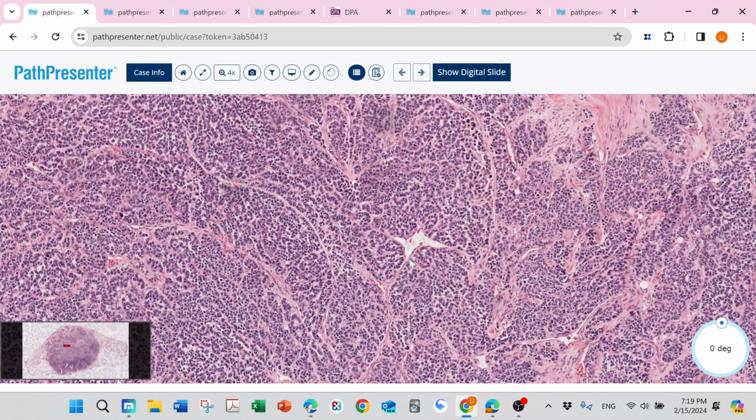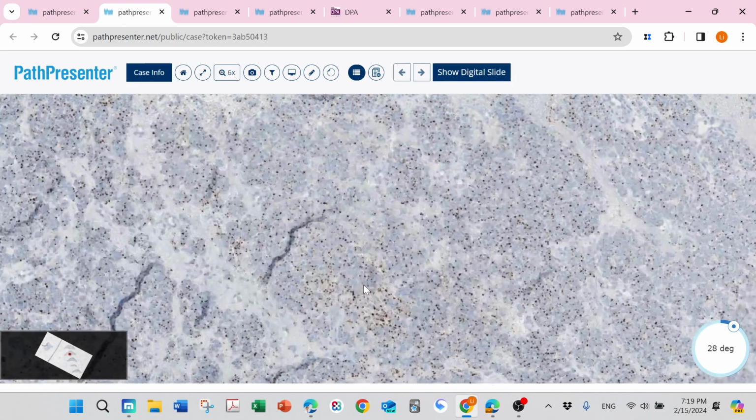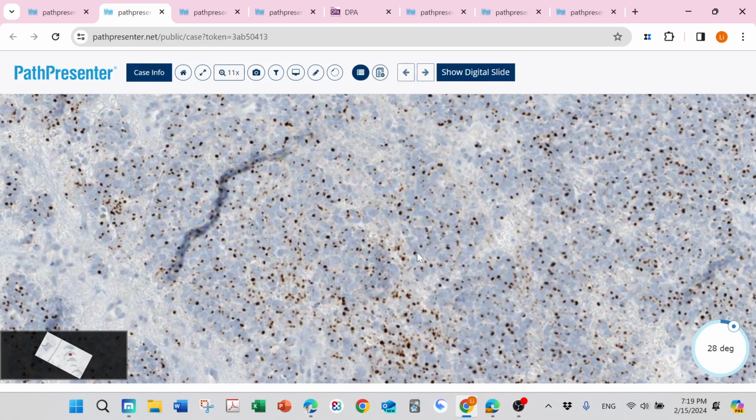For the classic Merkel cell carcinoma, that is CK20. We have the slide here, that is CK20. The classic pattern is this dot-like positive. Of course, you can have cytoplasmic and membrane staining, but the classic one is this dot-like. And then CK7 negative.